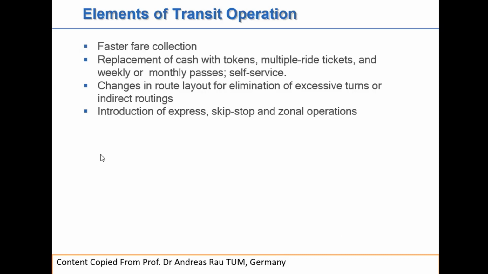The third one is how we can change the route layout to eliminate excessive turns. The same was done in Pakistan Railways. The journey from Lahore to Pindi was reduced: before it was 5 hours 30 minutes, and now it's almost 4 hours. So 1 hour 30 minutes was eliminated just by reducing those zigzag lines. And we can also talk about the skip stop and zonal system.